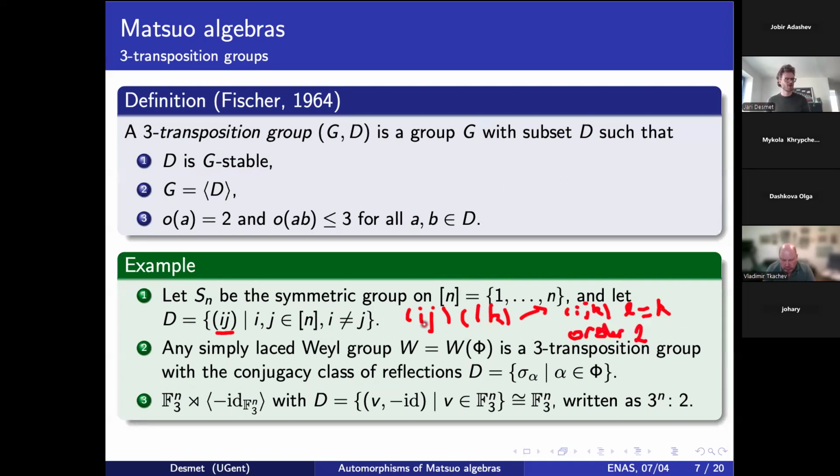I might be wrong here in saying that (ij)(lk) is equal to (ijk) if l is k, or l is j. I didn't compute this. It might be some other, whatever. It doesn't really matter. But this is sort of the first example you can think of for a 3-transposition group.